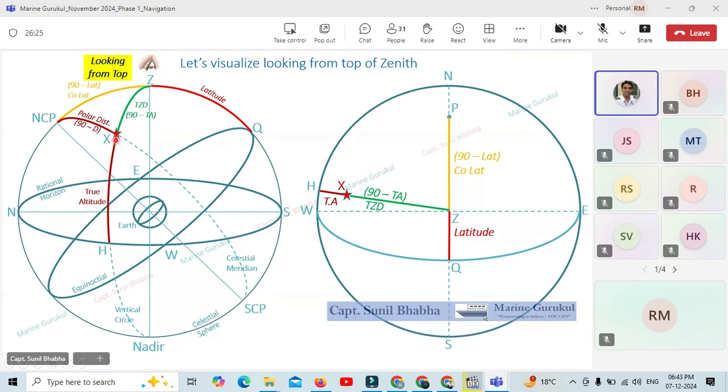Pole to X. So let's come back to the rational horizon diagram. This is the pole, and this is the celestial body, the star X. And we have to draw the celestial meridian now. So let's draw it. This celestial meridian is going to appear like this. This is how the celestial meridian is going to appear.